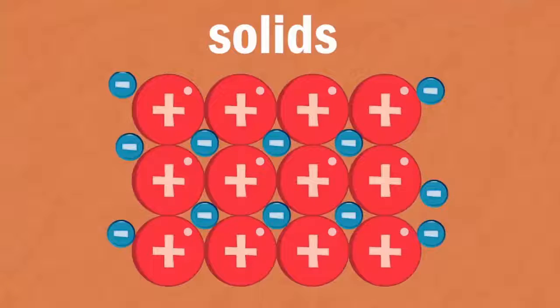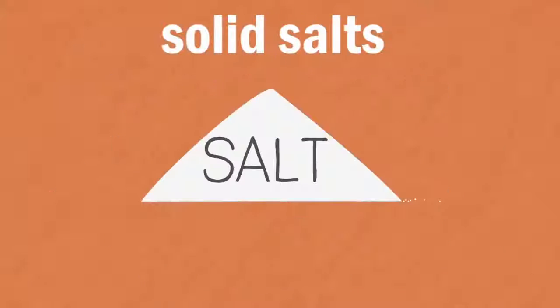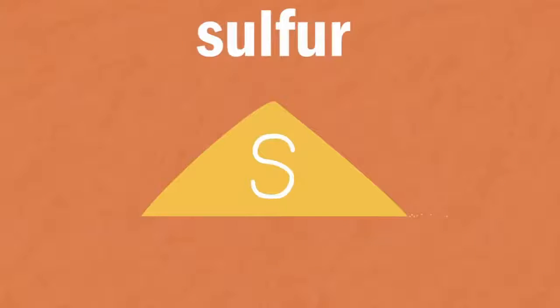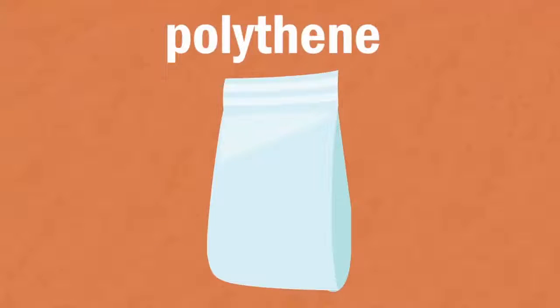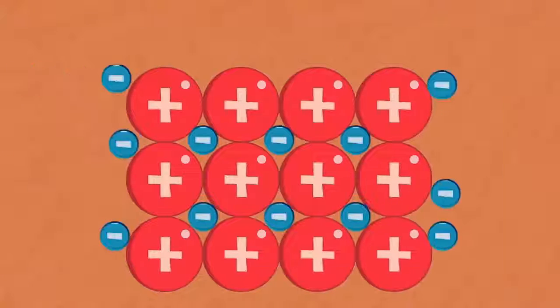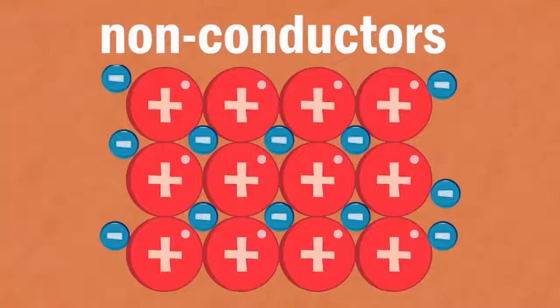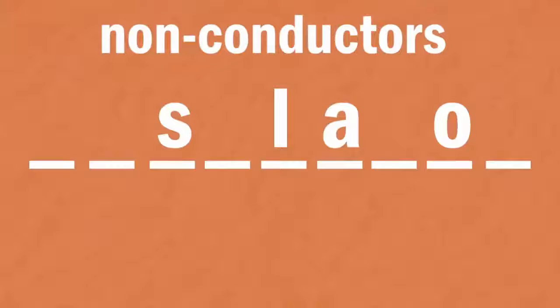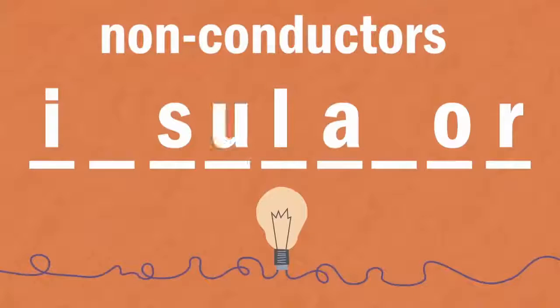Most other solids have tightly held valence electrons, which may be locked up in chemical bonds. Some examples include solid salts, ionic substances like sodium chloride, sulfur, an element, polythene, a polymer, and glass. The electrons in these examples are not free to move, and so are non-conductors. What is the other term used to describe a non-conductor? The correct answer to describe substances that do not readily conduct heat or electricity is an insulator.